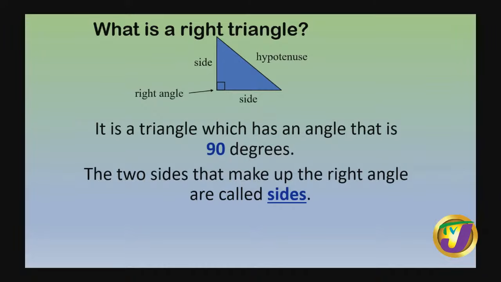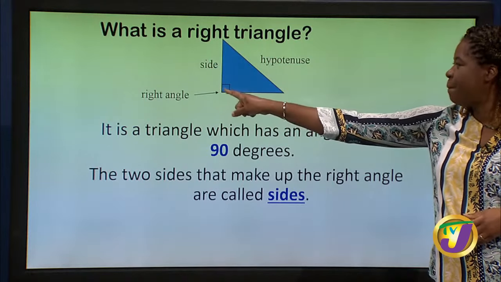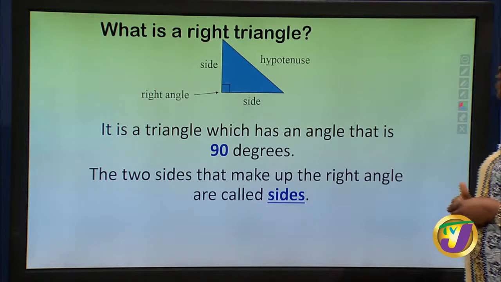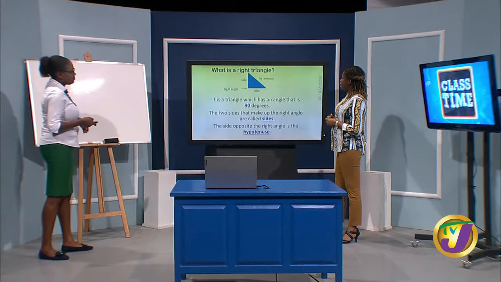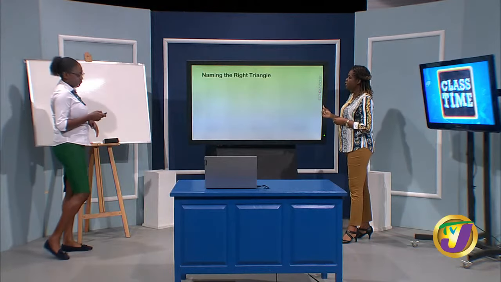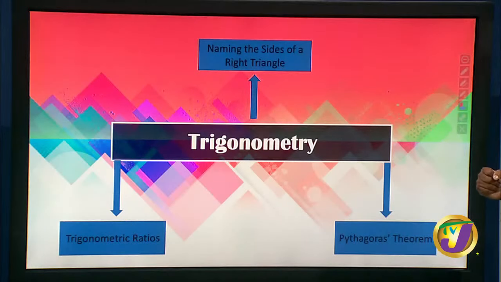And we all know the triangle has three sides. The side opposite to the right angle we know as the hypotenuse side, and the other two sides we call them the sides, but they have specific names that we will look at, depending on the angle that we're examining. So, as we said, these are the three areas that we're going to be focusing on: the naming of the sides of the right triangle, the trigonometric ratios, and Pythagoras' theorem.